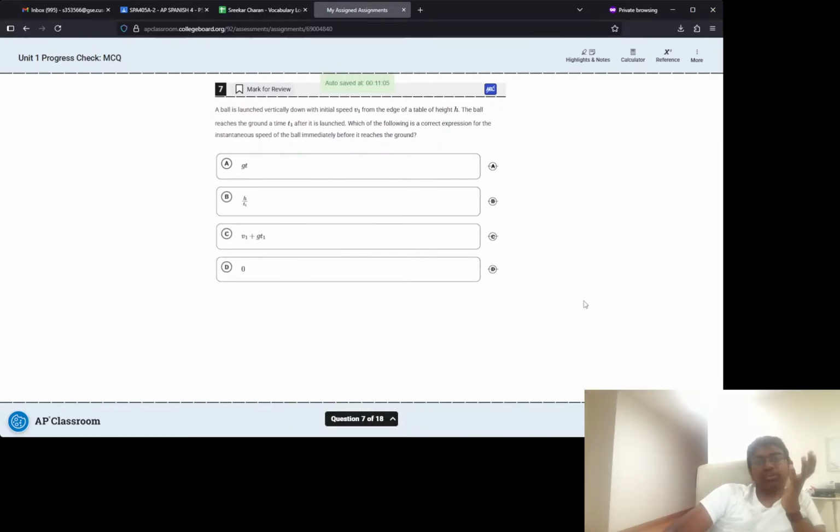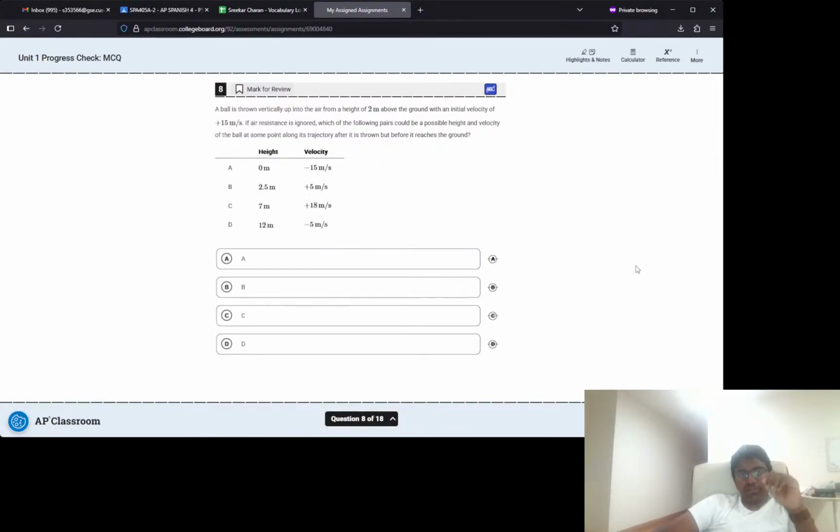A ball is launched vertically down with the initial speed velocity 1. Instantaneous speed. Okay, so obviously it's going to be acceleration equals change in velocity over change in time. Acceleration times change in time equals plus velocity initial. So v1 plus gt1.